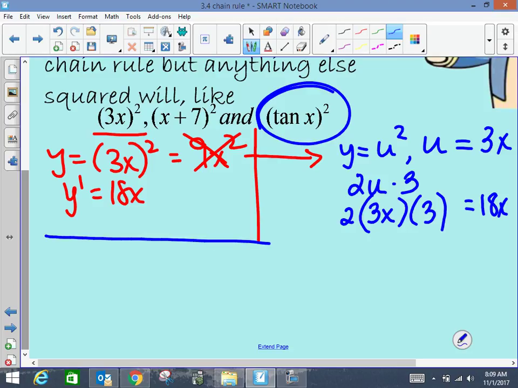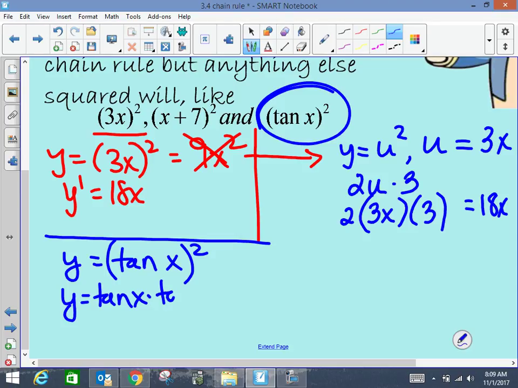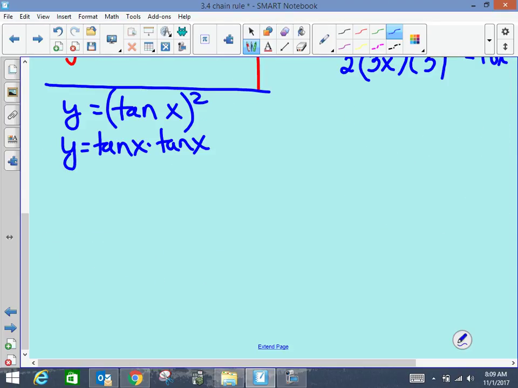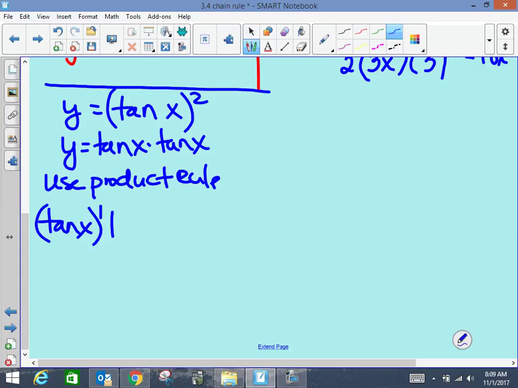Let's talk about this one. We know the derivative of tangent, but we don't know the derivative of tangent squared. Now we have two choices. We can do the product rule here, because that's now changed to a product: tangent x, prime, tangent x, etc. I'm not going to go through it. Or we could use the chain rule.